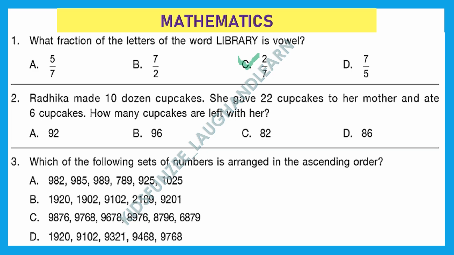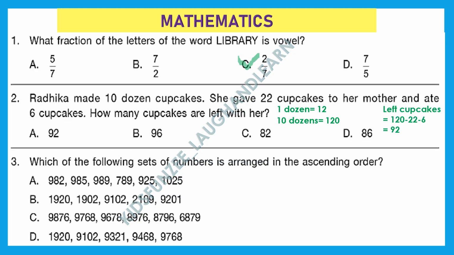Radhika made 10 dozen cupcakes. She gave 22 cupcakes to her mother and ate 6 cupcakes. How many cupcakes are left with her? So 10 dozen. Now 1 dozen is equal to 12. So 10 dozen is equal to 120. She gave 22 cupcakes to her mother. That means 120 minus 22.